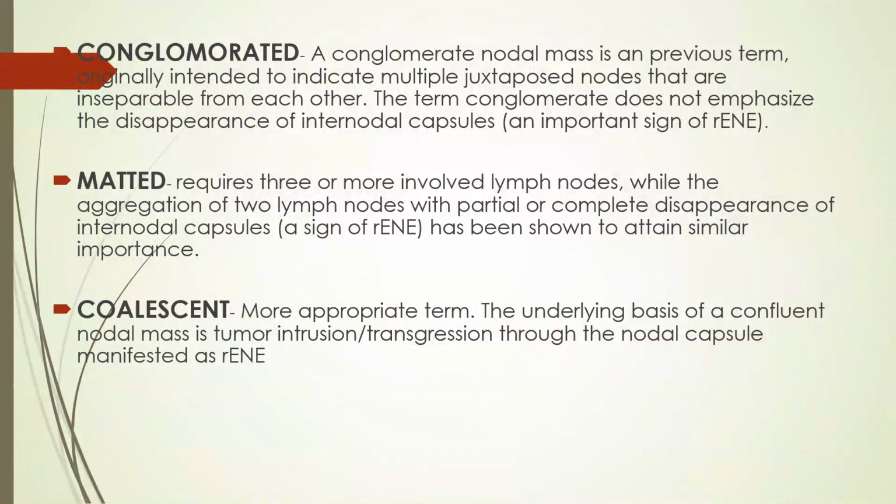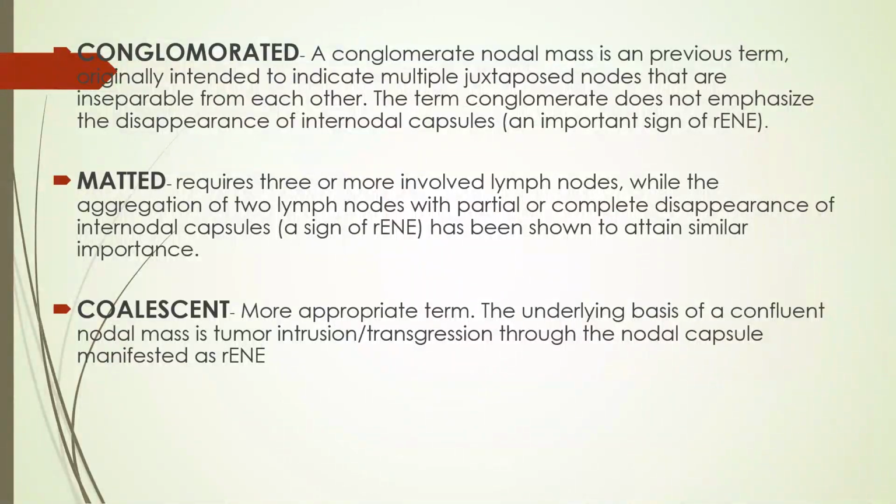So what are conglomerated lymph nodes? It was an old term in which multiple juxtaposed nodes are inseparable from each other. However, the term conglomerated does not emphasize the disappearance of the capsule. Hence, we should not use it for extranodal extension. Then comes matted. Matted requires 3 or more involved lymph nodes. When there are 2 lymph nodes together with disappearance of the capsule, then it is called matted.